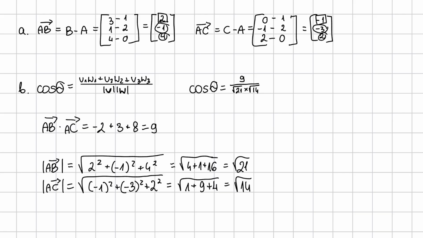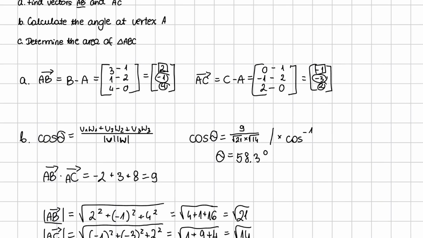Now we can find our angle in the solver, or we can simplify it by applying cosine to the -1 power, and the angle theta is 58.3 degrees. Part C. Determine the area of triangle ABC.